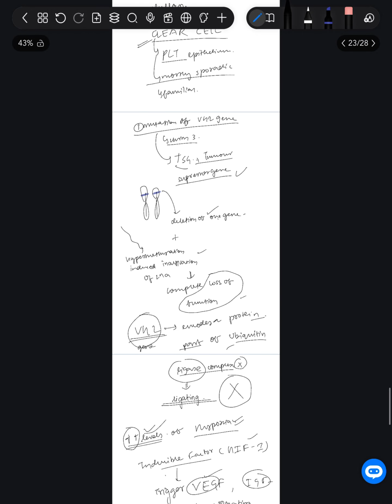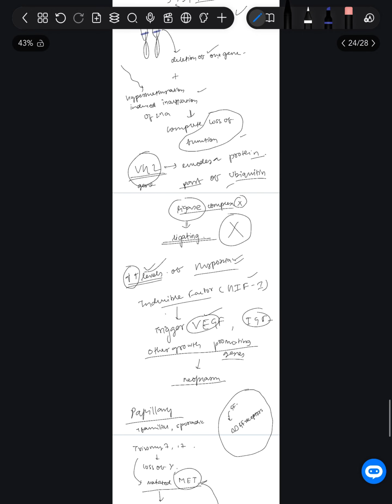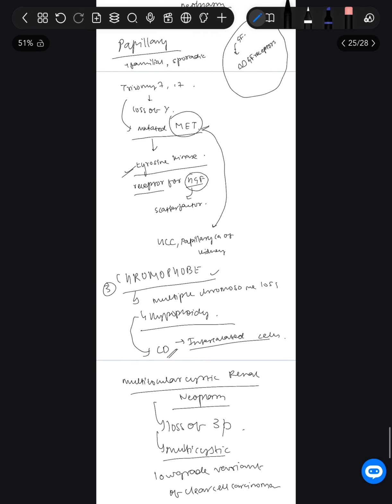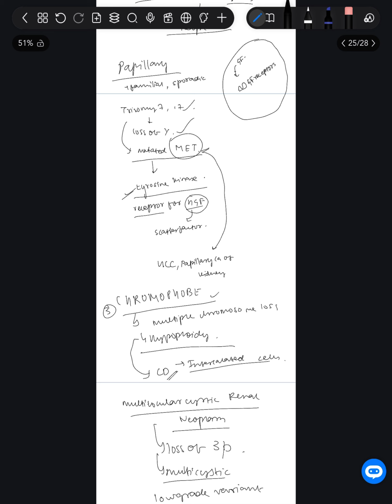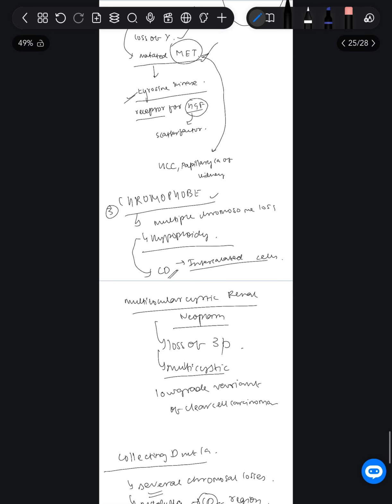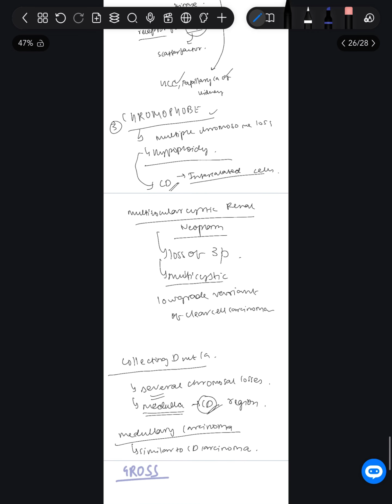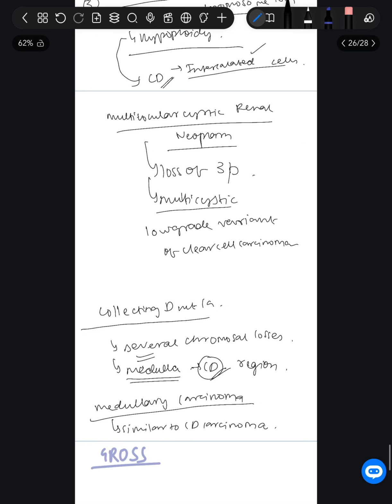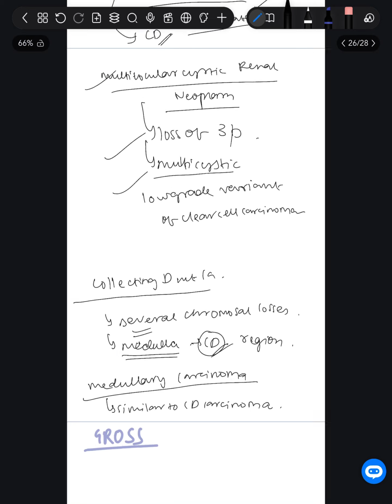First I told you about clear cell carcinoma, which is mutation of the VHL gene, which causes increased levels of hypoxia inducible factor and leads to neoplasm. In papillary, we saw there is trisomy, which leads to loss of Y, and mutated MET, a tyrosine kinase receptor mutation, which leads to hepatocellular carcinoma as well as papillary carcinoma. In chromophobe, we saw there is severe chromosomal loss, arising from intercalated cells of the collecting duct. Then we have multilocular cystic renal neoplasm, which has loss of 3p, and a multicystic low grade variant of renal cell carcinoma occurs.